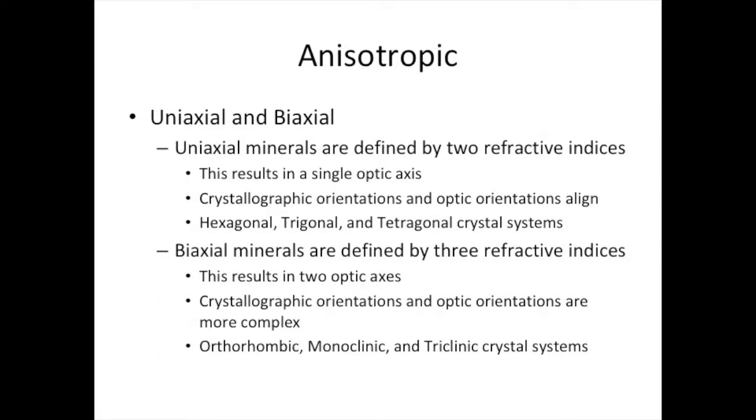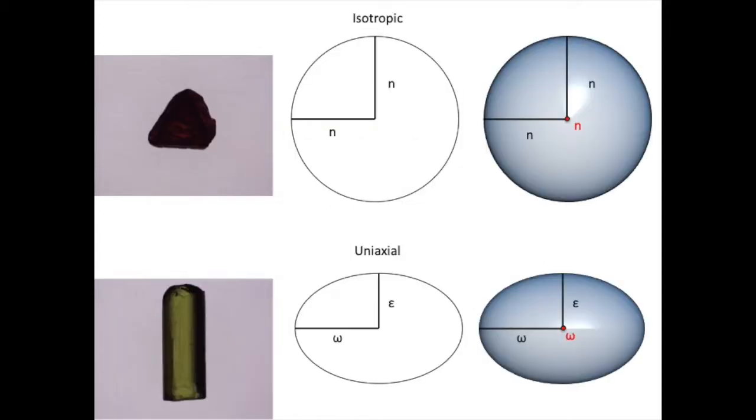So our biaxial materials are going to be defined by three refractive indices. Last time we talked about how you can generate optical indicatrices for isotropic and uniaxial materials. The optical indicatrices, of course, being three-dimensional representations of the refractive indices of a substance. And these are relatively simple shapes. For isotropic materials, it's going to be a sphere. For uniaxial materials, it's going to be either an oblate or prolate spheroid. For biaxial materials, however, things are going to get a bit more complicated.